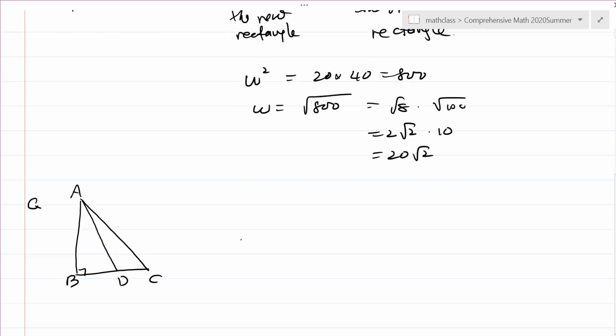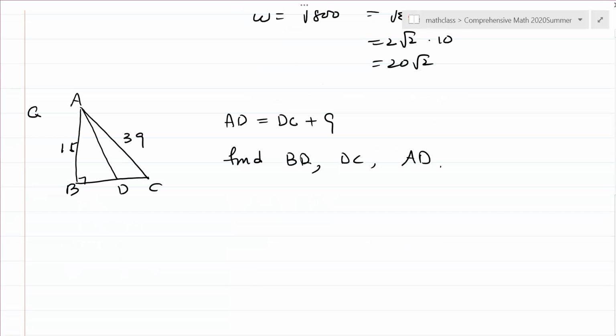So we know that AD equals DC plus 9. And I also know that this side, let's call it 39, this side is 15. We want to find the BD, and then you also find the DC, then you find the AD. That's the first question. Then for another question, I'm going to ask you to discuss a line that bisects the angle. So let me discuss this problem first.